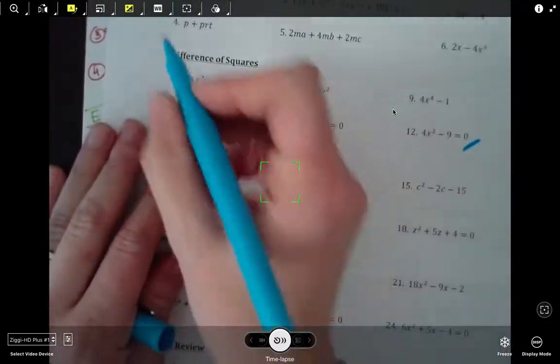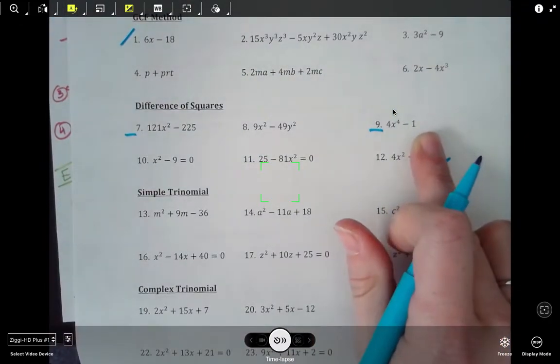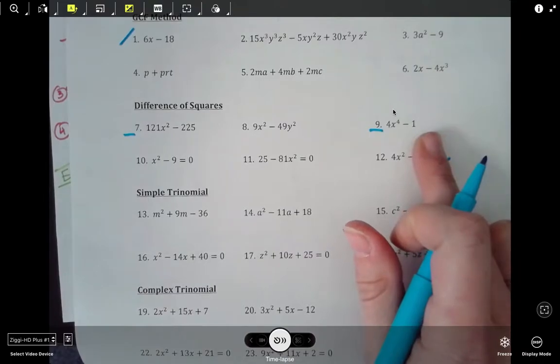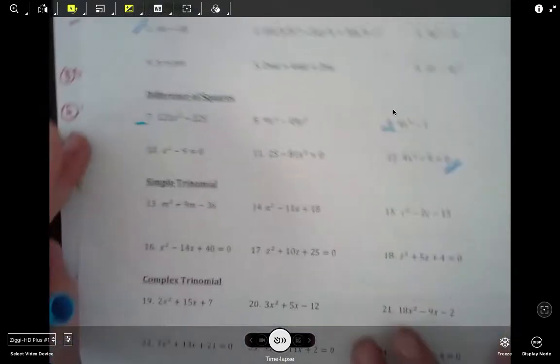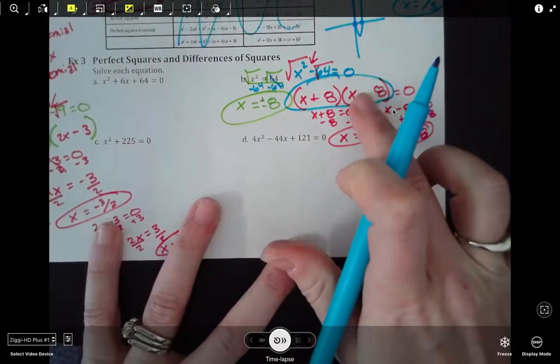That is the same for number 7 through 9. Notice that 7 through 9 does not have an equals 0. So your answer will just be whatever is left in parentheses. Okay, again, like maybe this. That's how your answer will be left, okay?